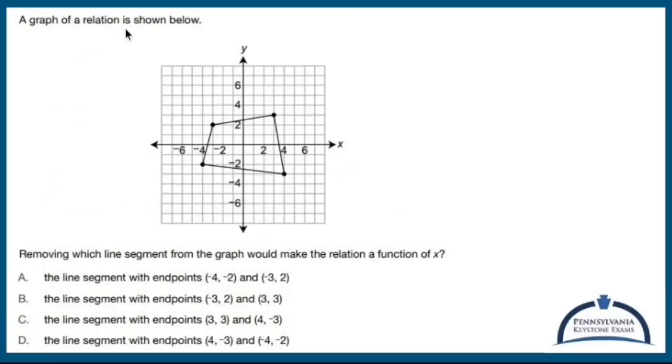A graph of a relation is shown below. Okay, got a couple dots going on here, a couple lines connecting the dots. Removing which line segment from the graph would make the relation a function?